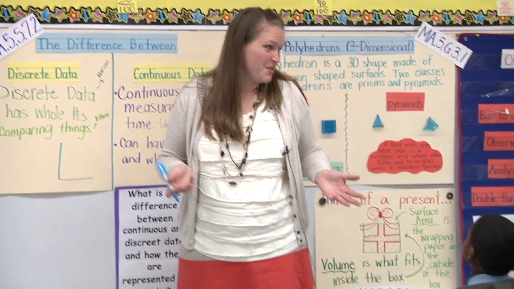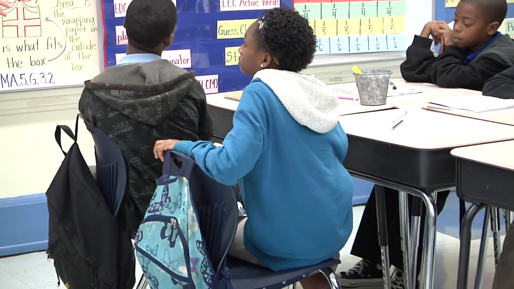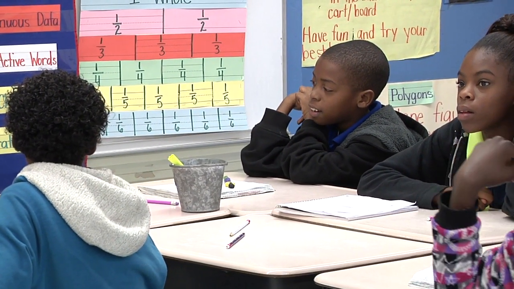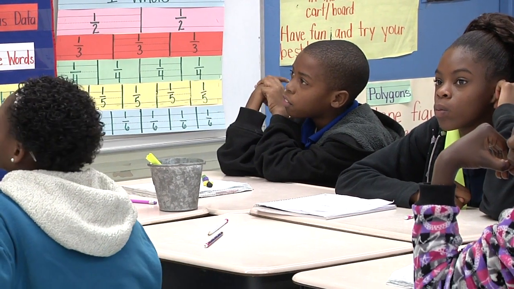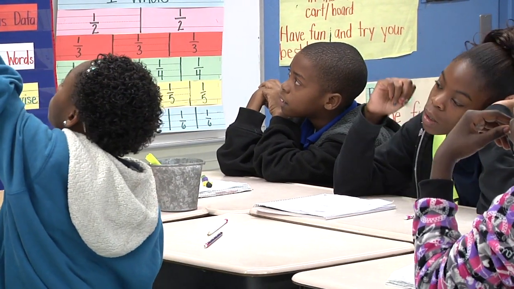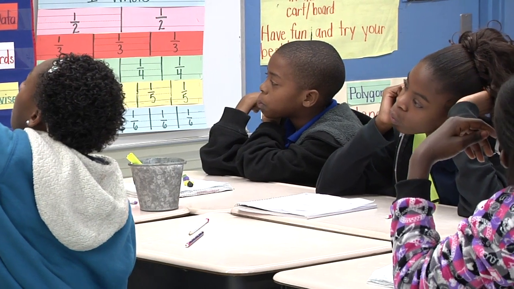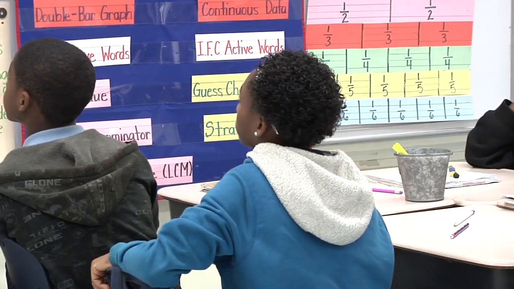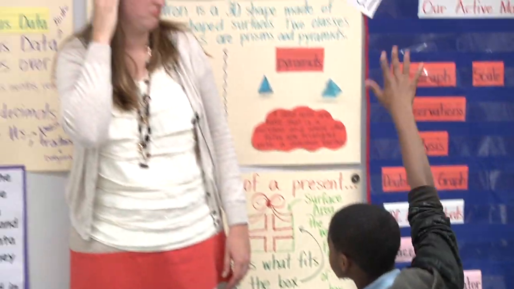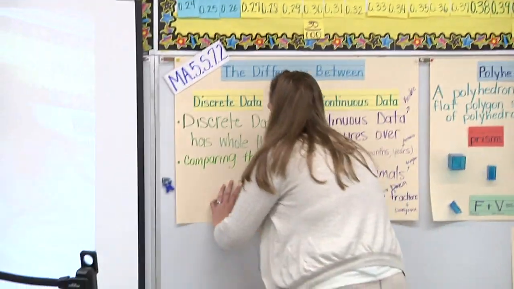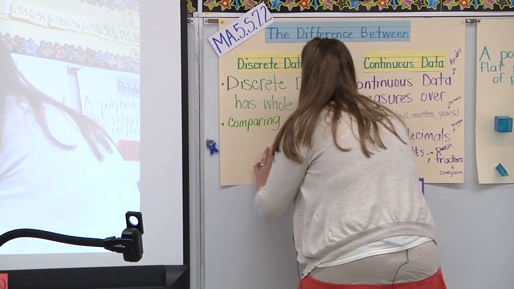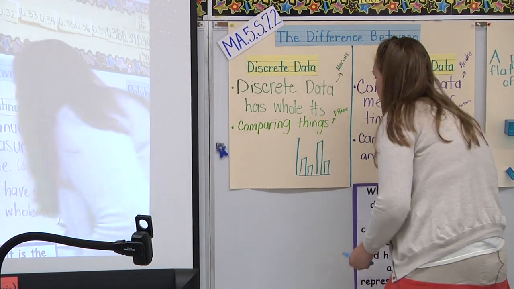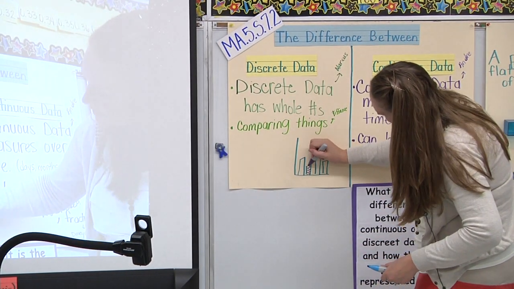Jimmy, what kind of graph could we use with discrete data? A line graph. Oh, would a line graph go with discrete? A frequency table. Oh, a frequency table. That could be it. Good. Let's think about what we use today, though. A double bar graph. A double bar graph. Good. Okay, so. Oh, that kind of looks like a regular one. Good. So a double bar graph.